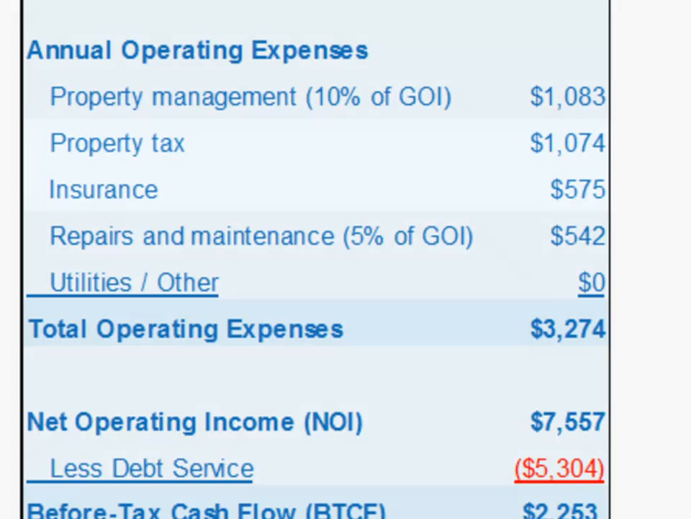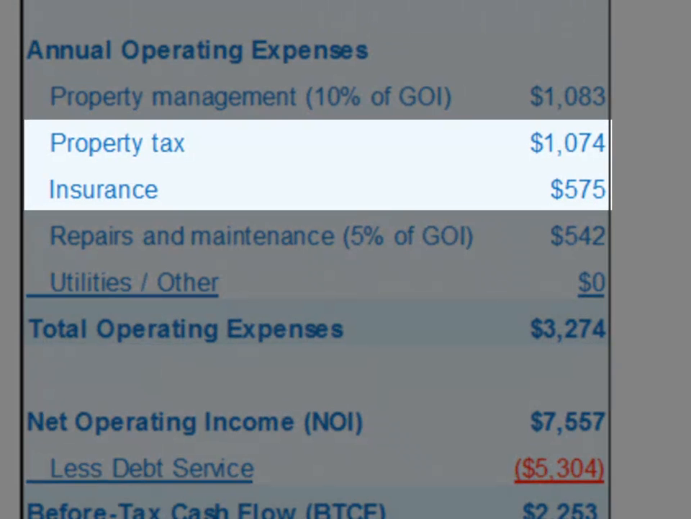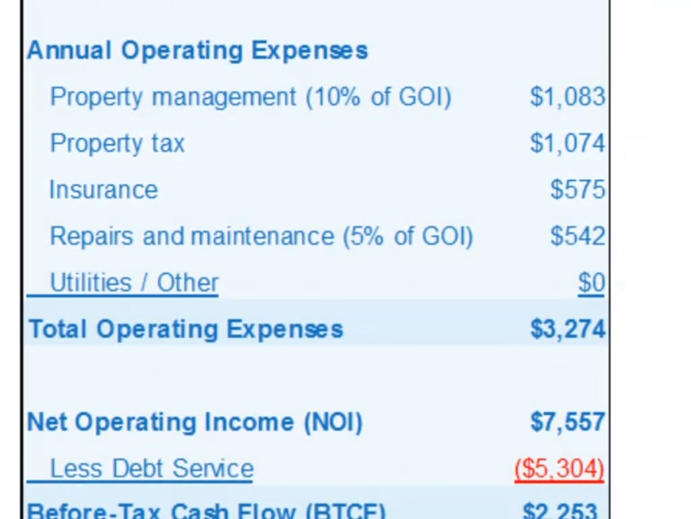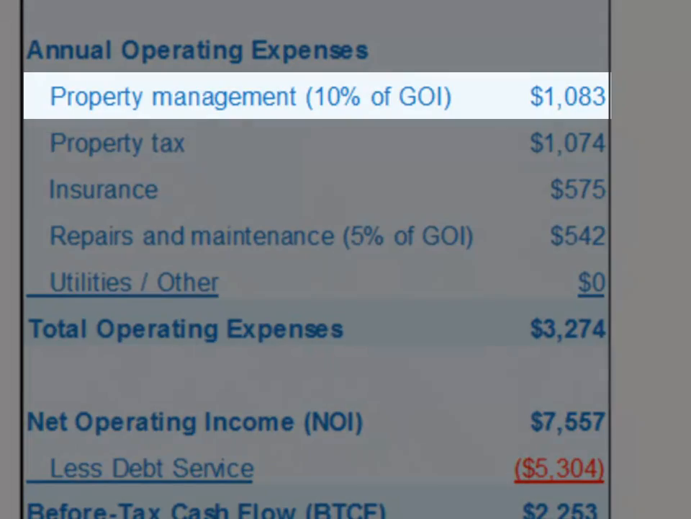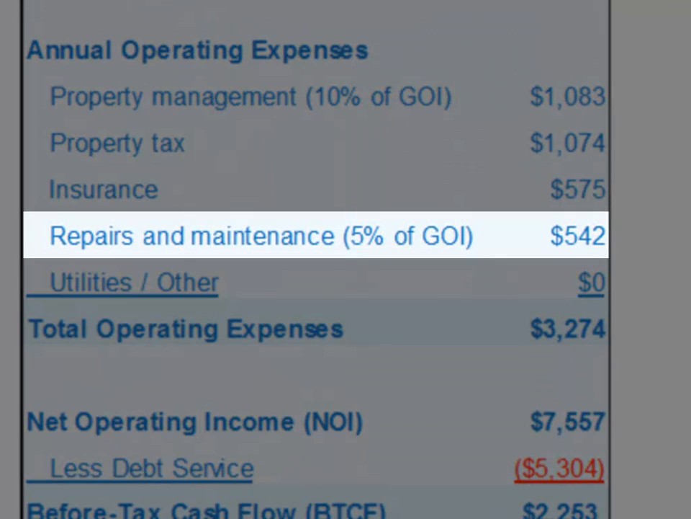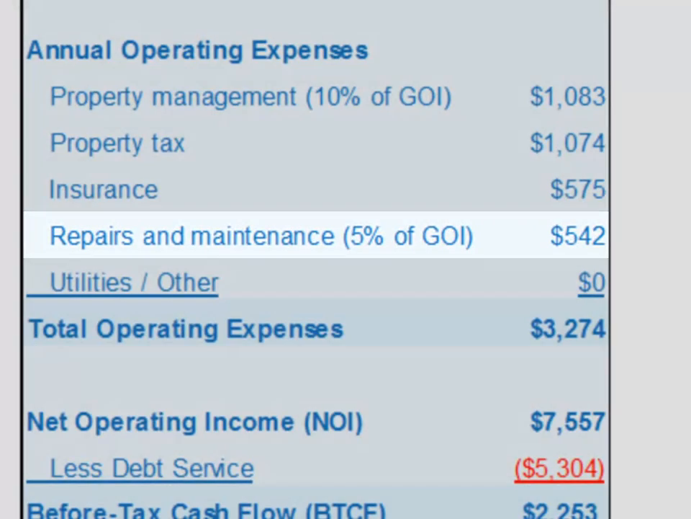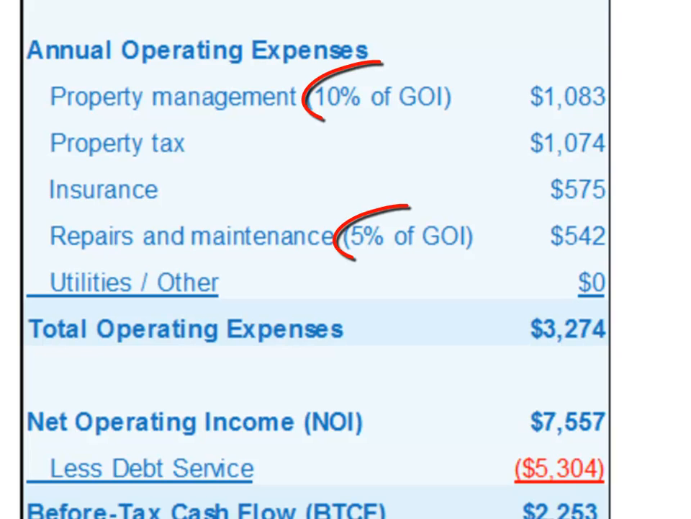Most property expenses are expressed as a flat annual dollar expense, such as insurance and property taxes, which are typically paid annually and have a set known value. Other expenses are expressed as a percentage of gross operating income, such as property management and maintenance expenses. Note that these are a percentage of gross operating income and not gross scheduled income. This is an important distinction.